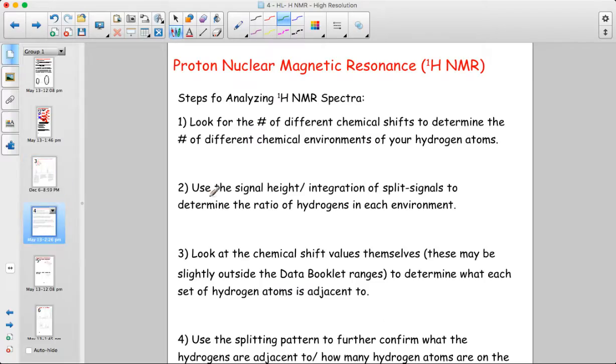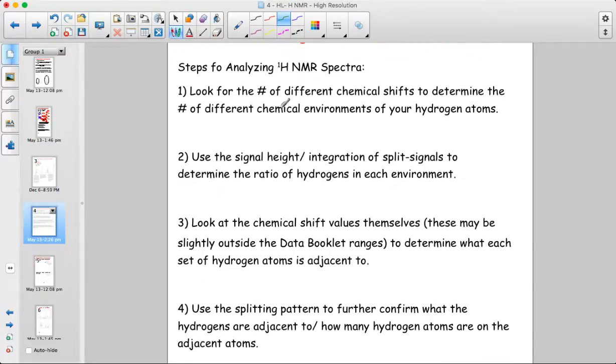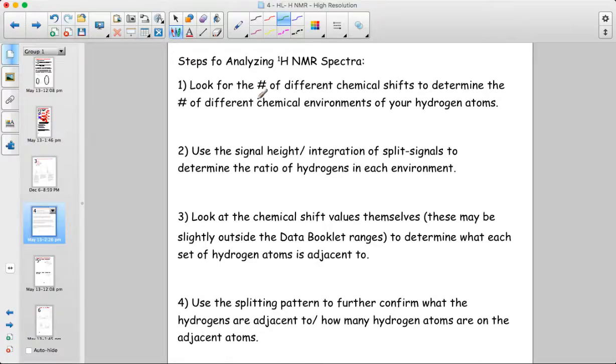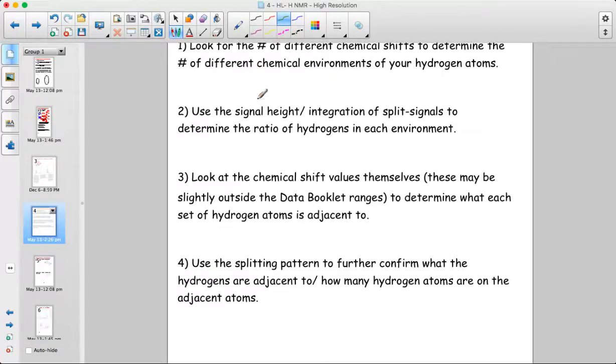So now that we've seen HNMR low and high resolution, just to recap it, your steps are that first, look for the number of different chemical shifts, because that will give you the number of different chemical environments for your hydrogen atoms. Second, look at the height of the signal or the integration, the area of the different signals, and that will help you determine the ratio of hydrogens at each environment. You can also look at the chemical shift values and compare them to the ones in the data booklet to help you determine what the different environments are.